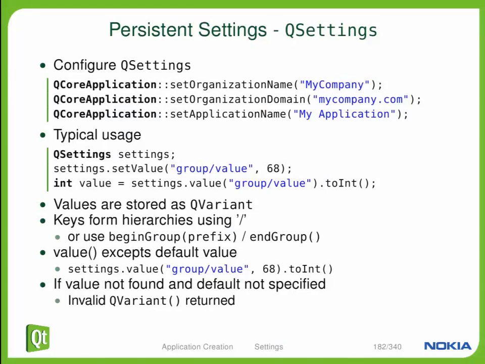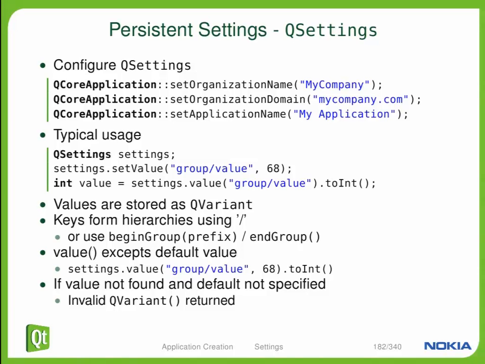Using QSettings is extremely easy. Once you have an instance of settings, you can simply set a value, giving it a key. Now, the key can be something simple like value, or it can have slashes in it. And when you use slashes, you're making a group and then a key. So here in this example, we're saving something called group/value, and it's going to be set to 68.